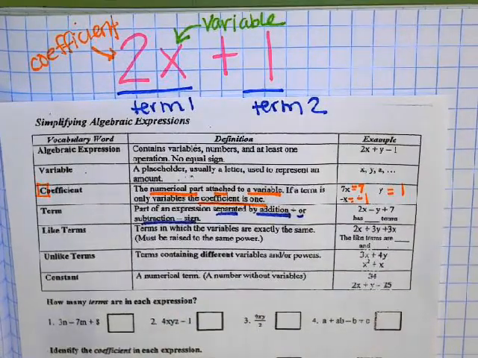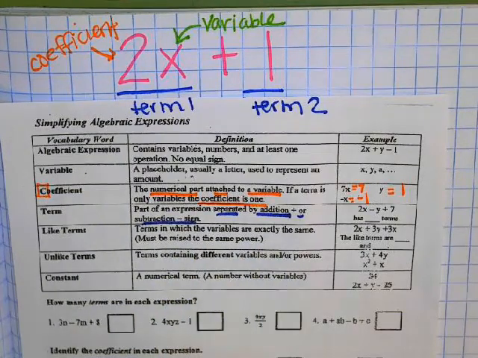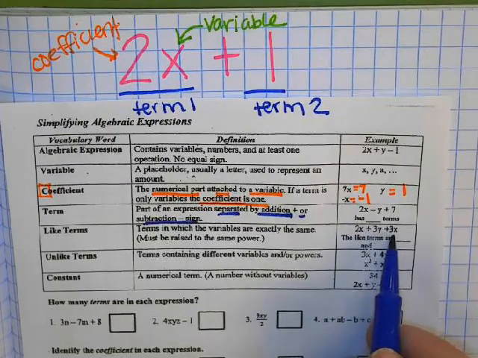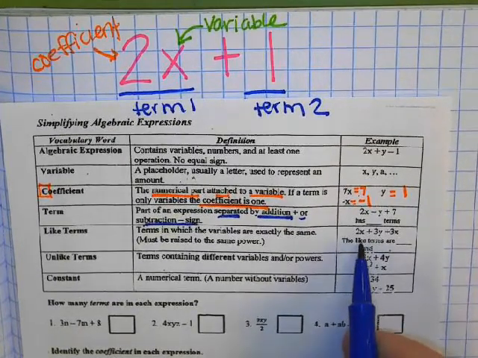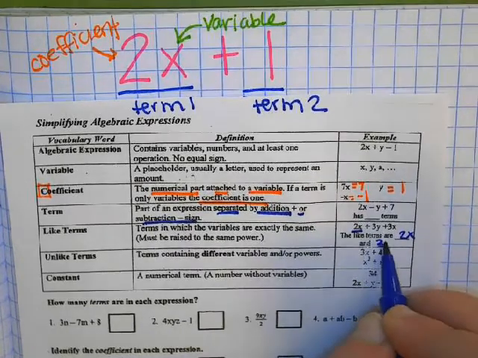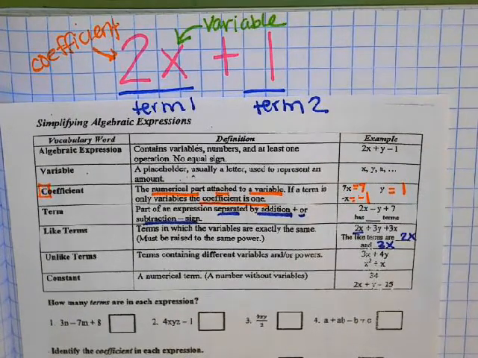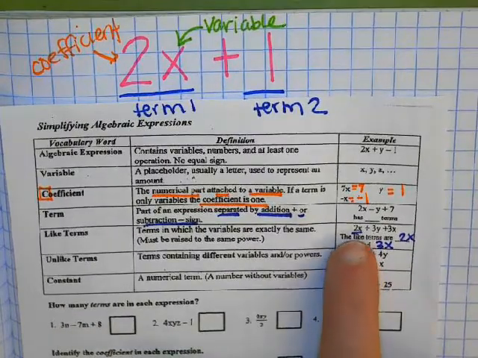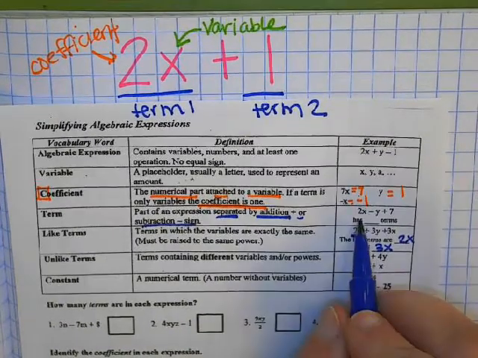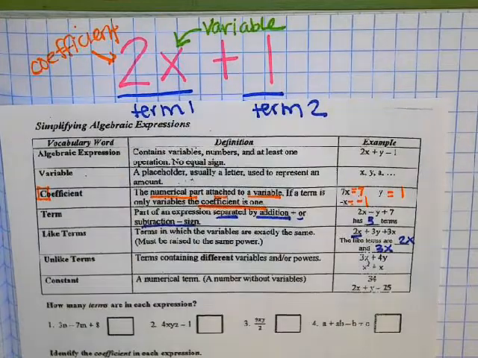Okay. Like terms means terms in which the variables are exactly the same. 2x plus 3y and 3x. The like terms that are the same are 2x and 3x. Let's look and practice how many terms. In this example, there are 1, 2, 3 terms. In the example above, there are 1, 2, 3 terms.